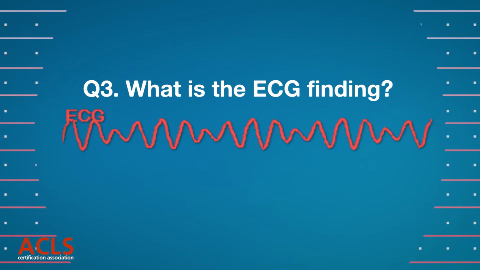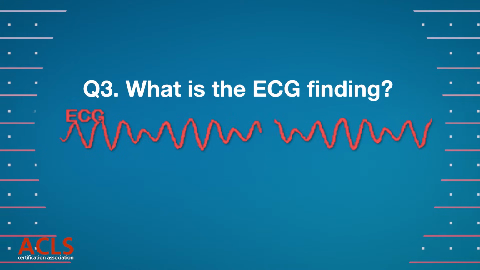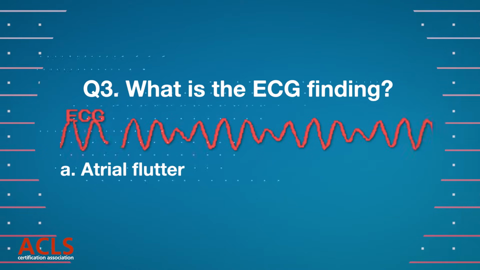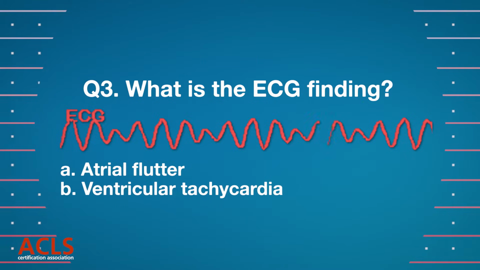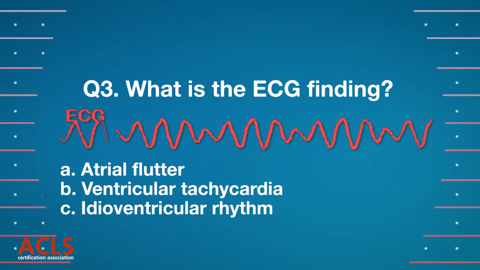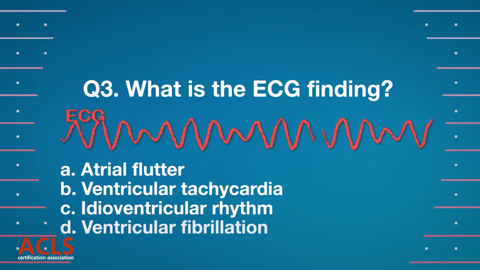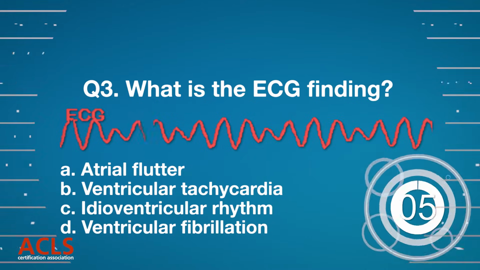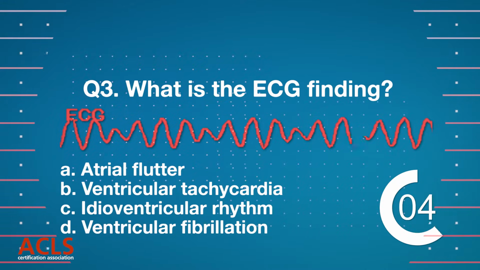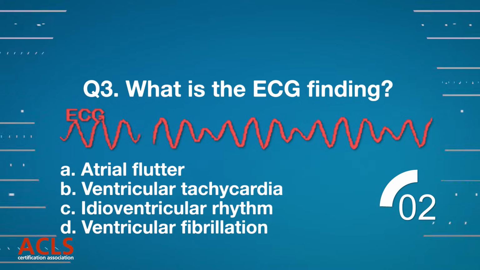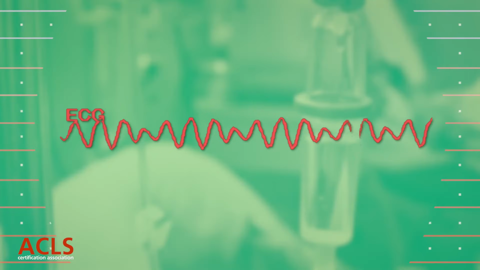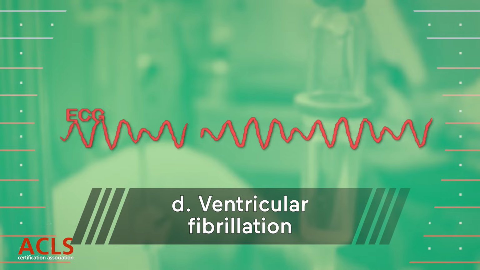Question 3. What is the ECG finding? A. Atrial flutter. B. Ventricular tachycardia. C. Idioventricular rhythm. D. Ventricular fibrillation. Correct answer, D. Ventricular fibrillation.